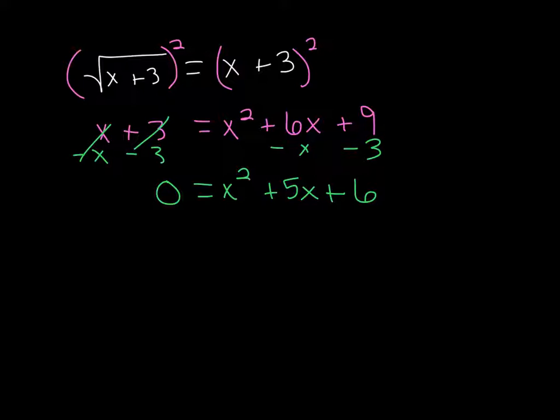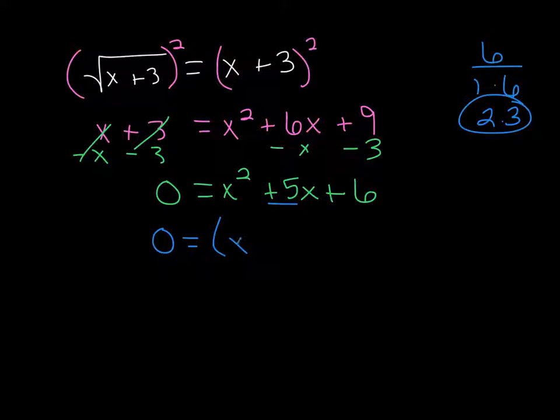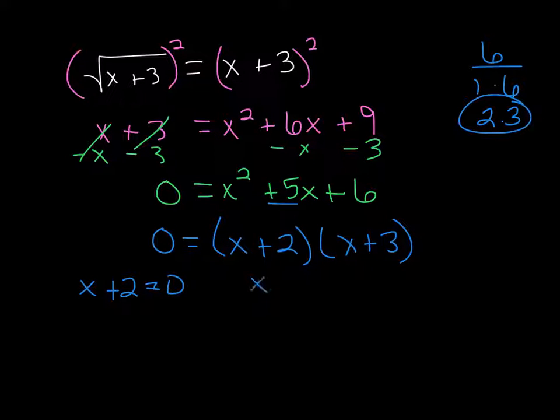So now let's factor. A times c is 6. Everything's positive. So we have 1 times 6. Doesn't work. 2 times 3, that adds up to 5. So 0 equals x plus 2, x plus 3. So x plus 2 equals 0. X plus 3 equals 0.